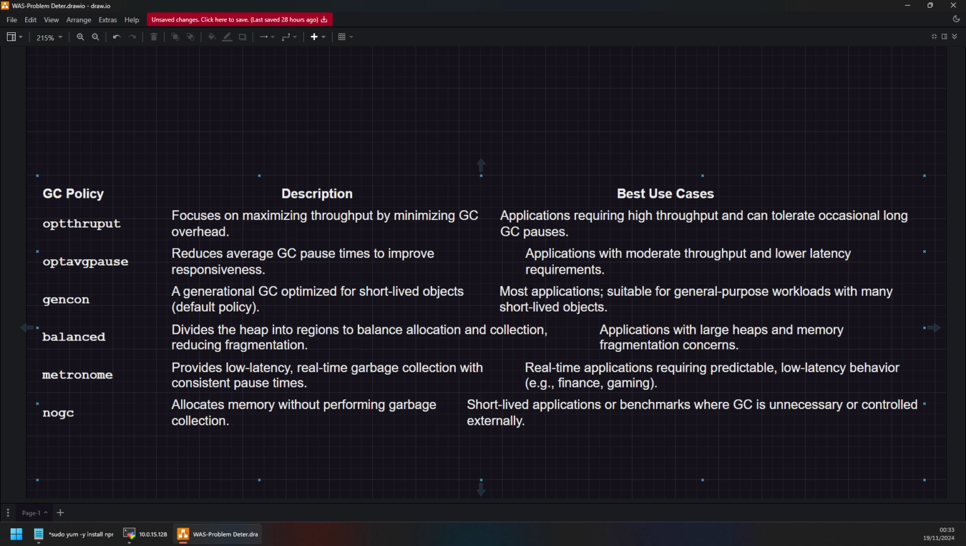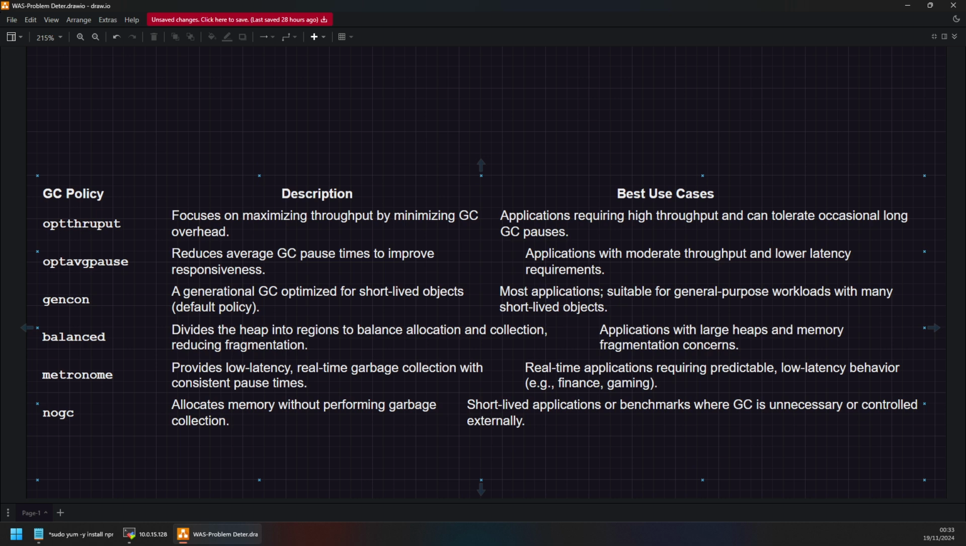The next one is like metronome. This is basically a real-time GC policy that ensures predictable low latency behavior with consistent pause time. It provides a pause time guarantee, saying that this is the guarantee it's going to be for this much memory and this much load. And it basically gives you the real-time system generated one. So that's basically ideal for any real-time systems.